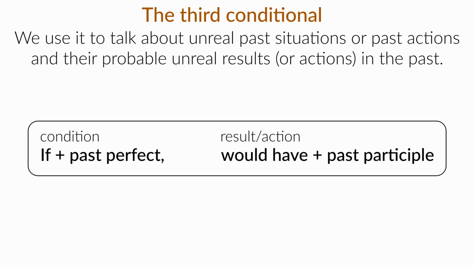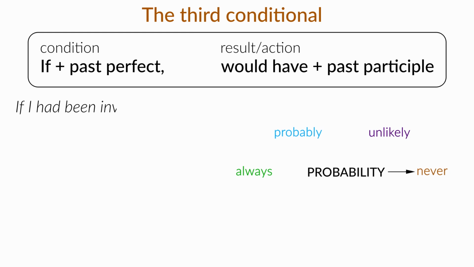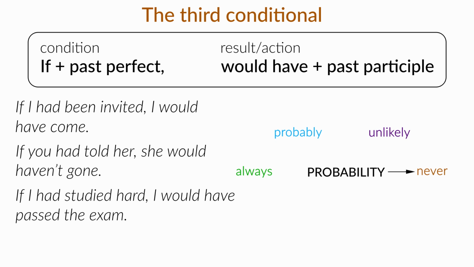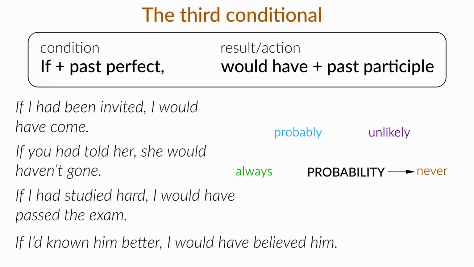Here are the examples. If I had been invited, I would have come. If you had told her, she wouldn't have gone. If I hadn't studied hard, I wouldn't have passed the exam. If I'd known him better, I would have believed him.